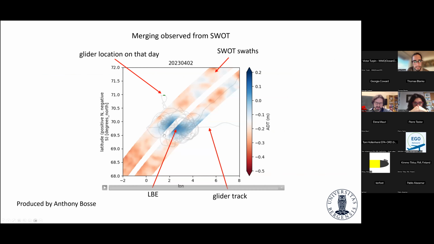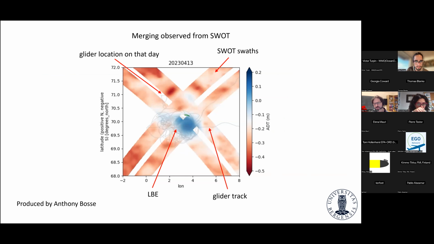A few minutes, Ilker. Sorry. Yep. So you'll see the SWOT paths. The gray is the glider track. The green is the glider location on that day at the title here. These are daily maps of absolute dynamic topography. That's the eddy itself. And let's play this.